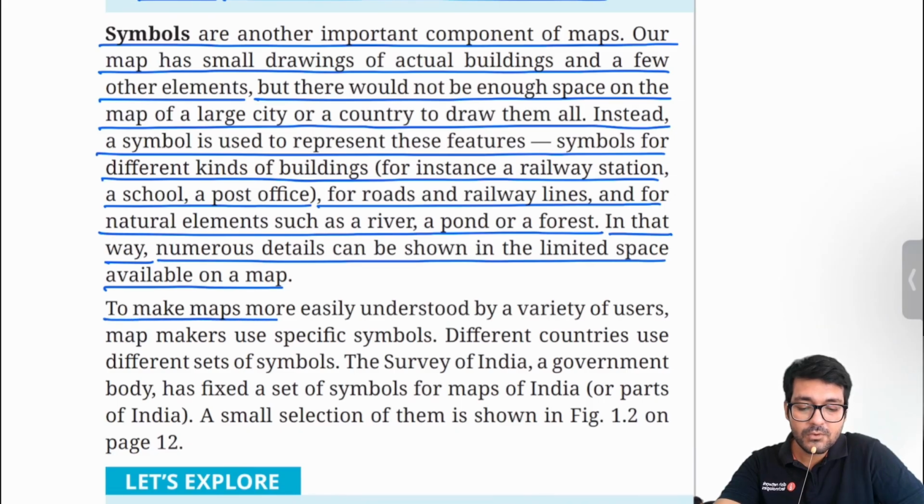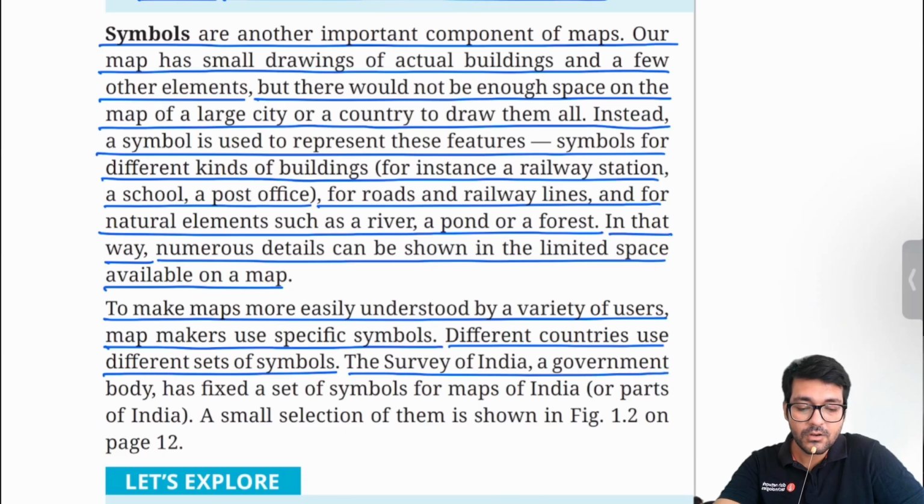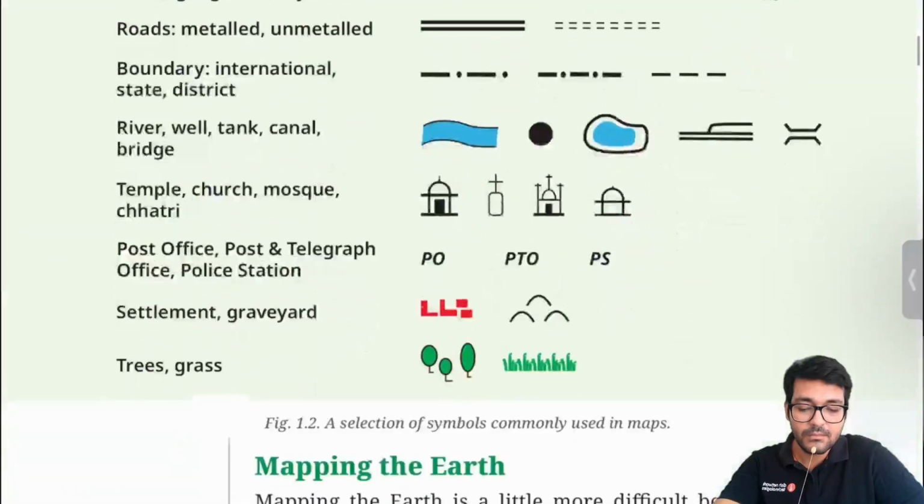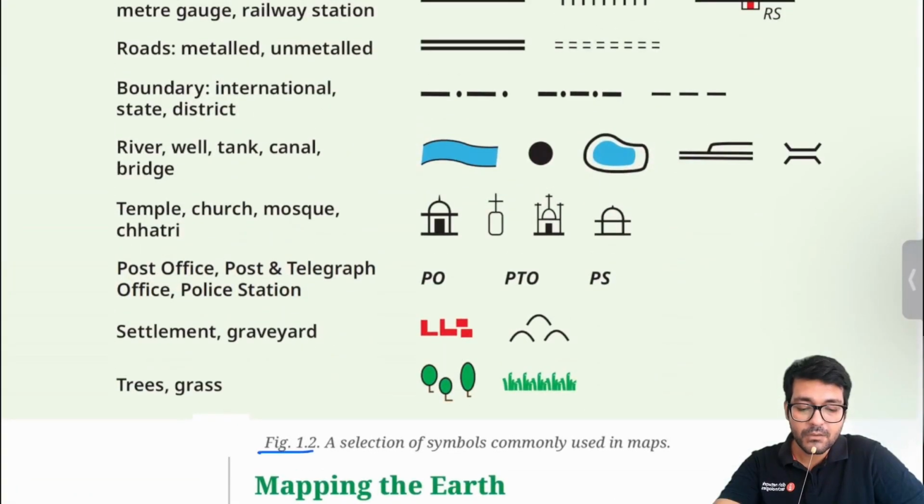To make maps more easily understood by a variety of users, map makers use specific symbols. Different countries use different sets of symbols. The Survey of India, a government body, has fixed a set of symbols for maps of India or parts of India. A small selection of them is shown in figure 1.2 on page 12. Figure 1.2, a selection of symbols commonly used in maps.